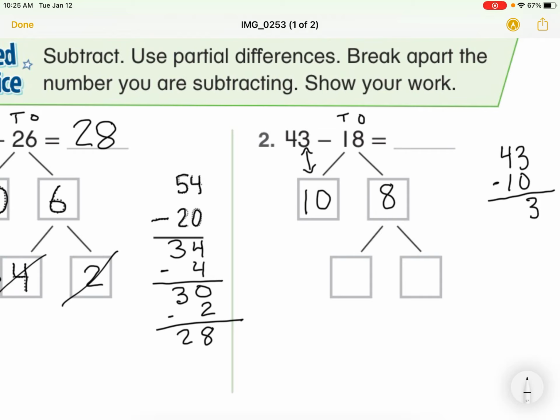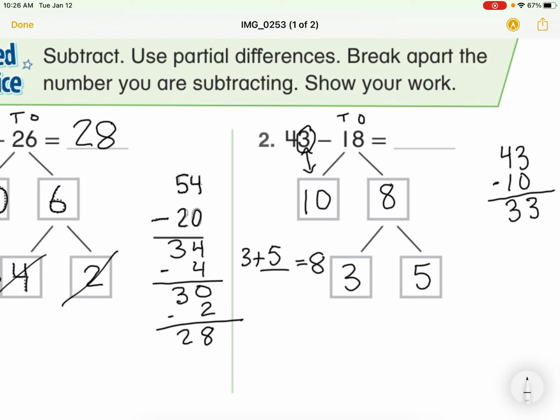3 minus 0 equals 3. 4 minus 1 equals 3. So I get 33. So now my next step is I still need to break apart my 8 even more. But if you look at the ones place in 43, I have a 3. So I want to know 3 plus what number equals 8? Because I want to subtract that 3 to get a tens number. So 3 plus what equals 8? 5. So now I'm going to have 3 and 5.